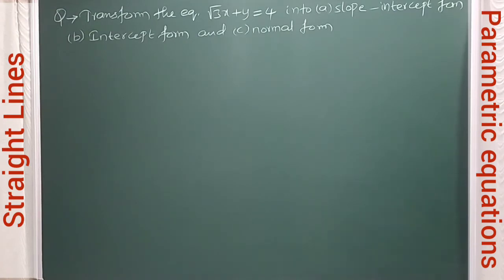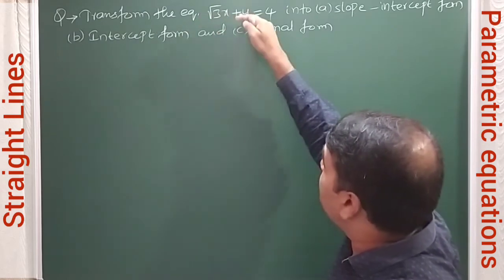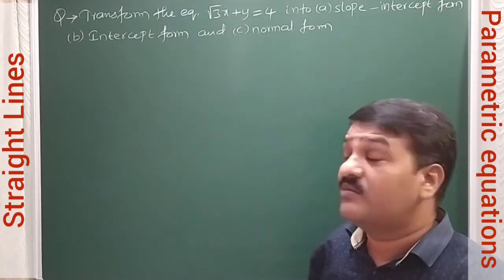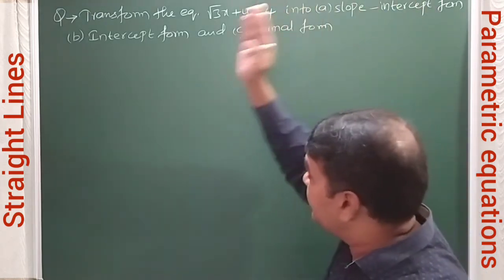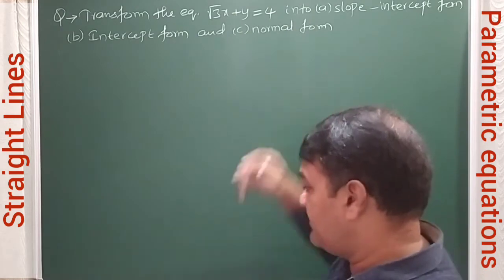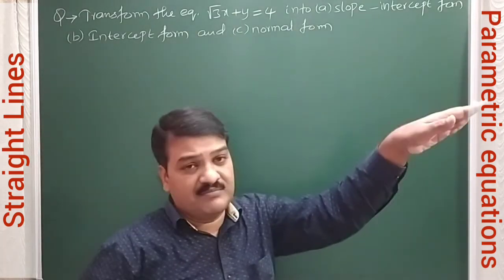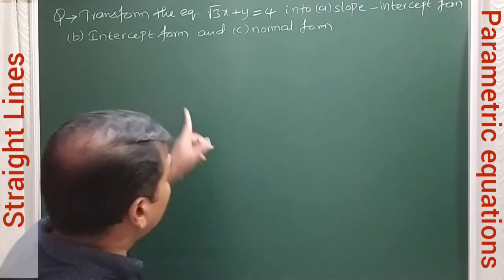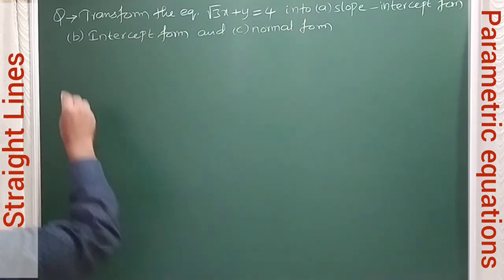Okay, so let us solve this problem. Transform the given equation into various forms. We have discussed all the forms. So transform into slope intercept form, intercept form, normal form. So first, what is slope intercept form? y is equal to mx plus c. So converting into y is equal to mx plus c is the first model.